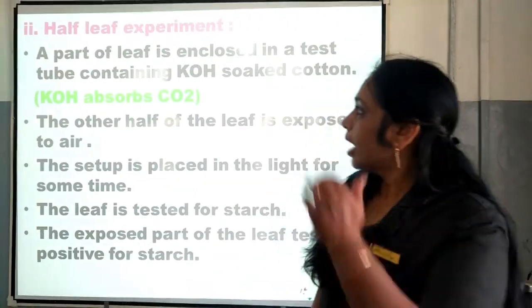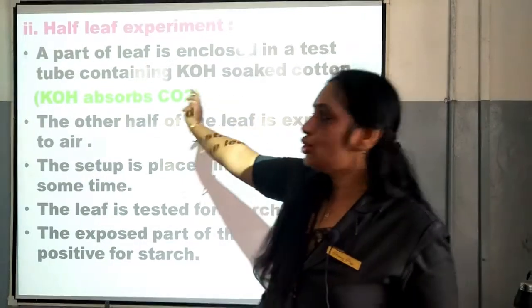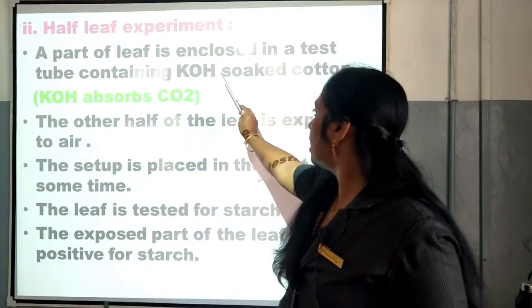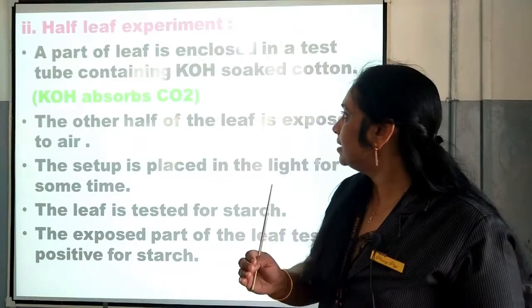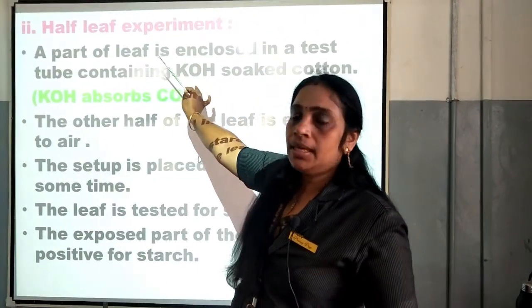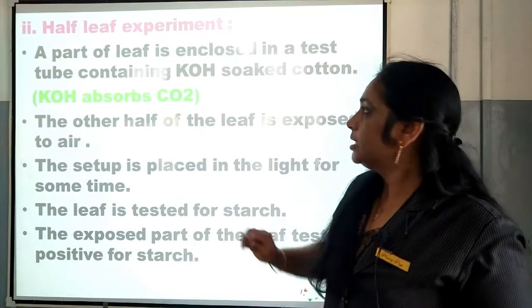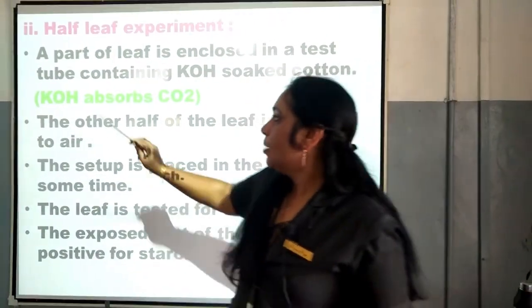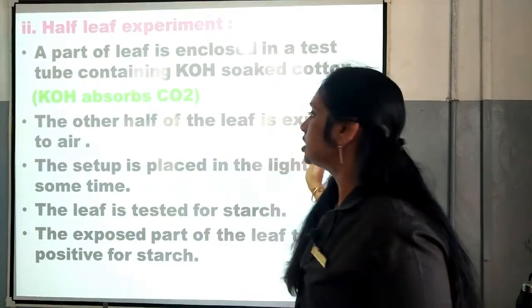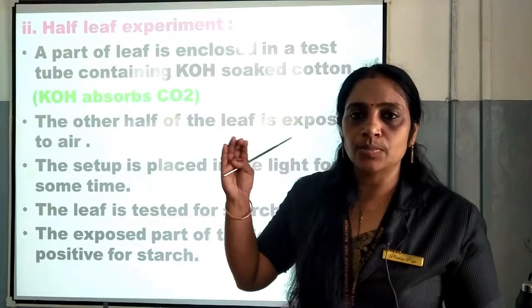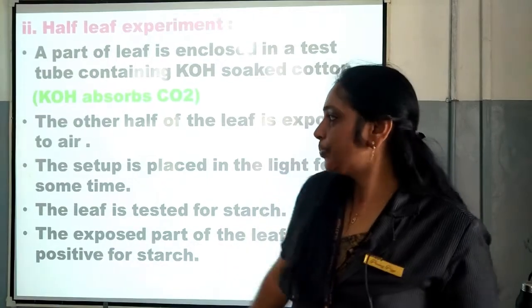Now experiment number 2, the half leaf experiment. In this, a part of the leaf is enclosed in a test tube containing potassium hydroxide soaked cotton. That is, half of the leaf is inserted in the test tube, which has cotton containing KOH in it. That is potassium hydroxide, and we know that potassium hydroxide absorbs carbon dioxide. The other half of the leaf is exposed to air, that is, it is out of the test tube. Only half of the leaf is inserted into the test tube.